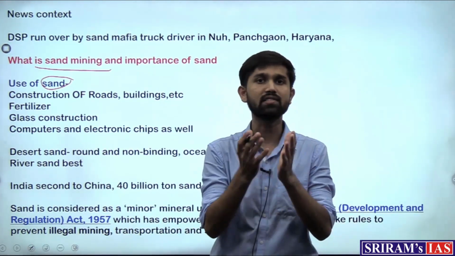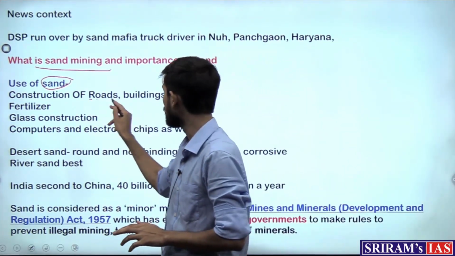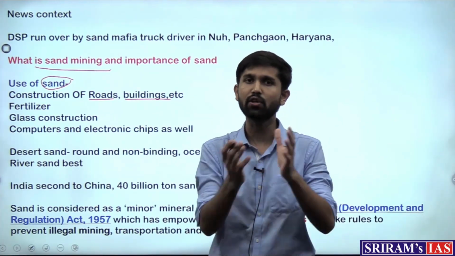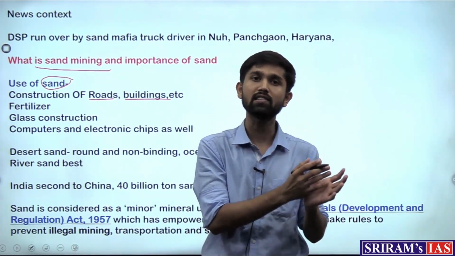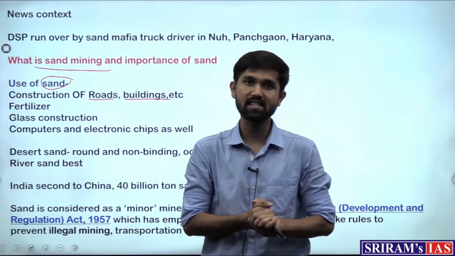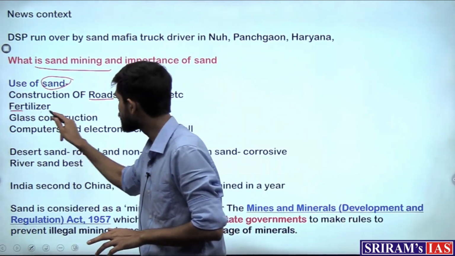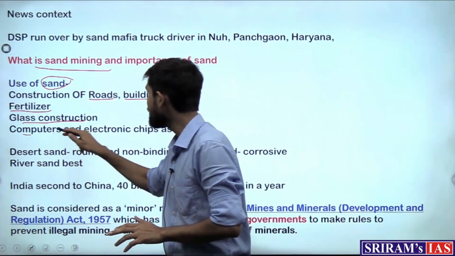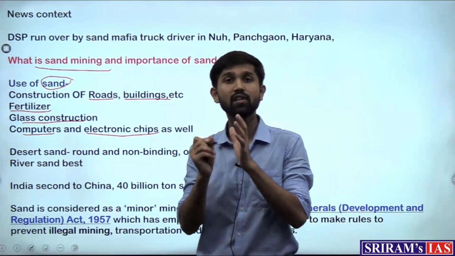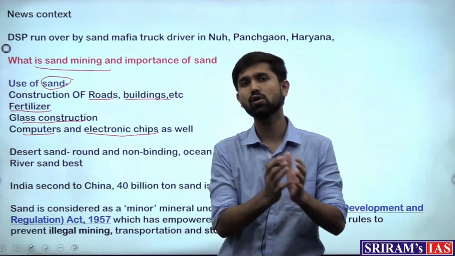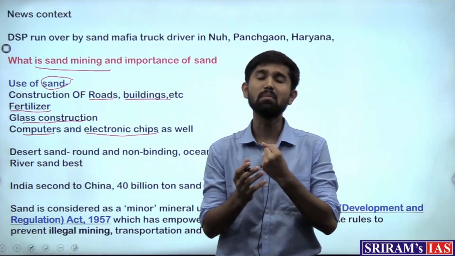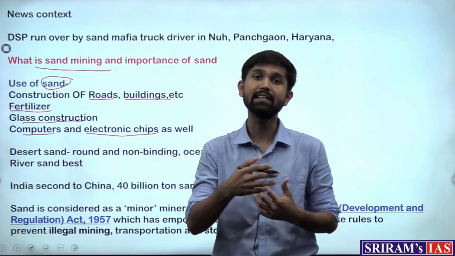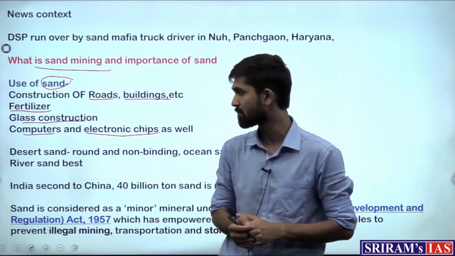We know that the construction activities of roads, buildings, all of our schools, all the infrastructure that is to be constructed uses concrete, and this concrete uses sand. Similarly, sand is also used in fertilizer production, in glass construction, and even in computers and electronic chips as well. This shows the multifaceted use of sand, and that is why the mining of sand is a big issue, and therefore rampant sand mining and the illegal aspect of sand mining also takes place.